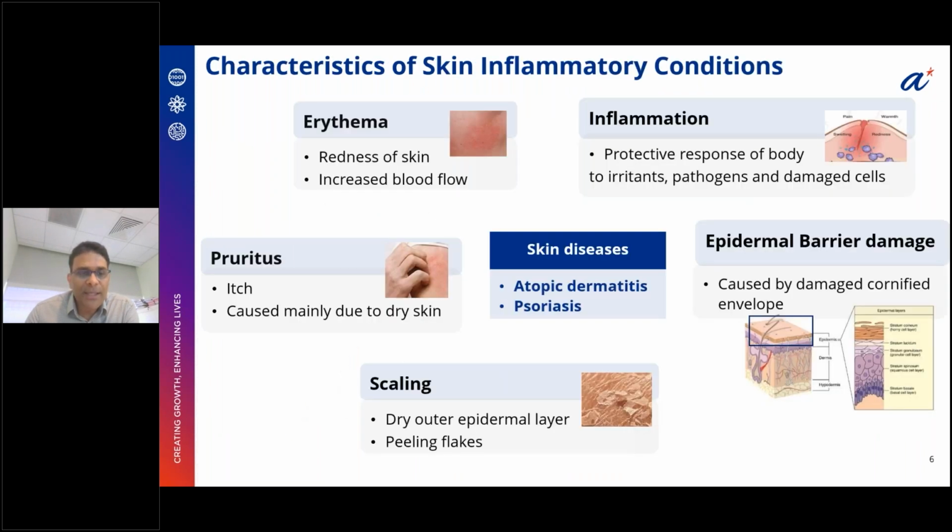When we look at the different characteristics of these skin inflammatory conditions, one is erythema, which is basically the reddening of the skin due to increased blood flow. Then inflammation, which is mainly due to the protective response of the body. Then itching, due to the dryness of the skin. Then epidermal barrier damage, which is caused by damage of the corneoid envelope in the stratum corneum. And of course, scaling, which is a peeling of the skin due to the dry epidermal layer.